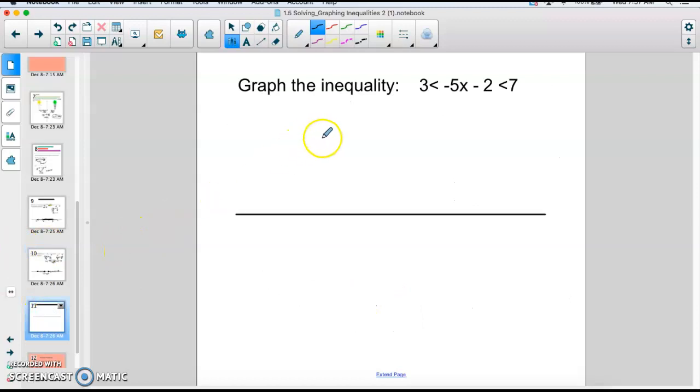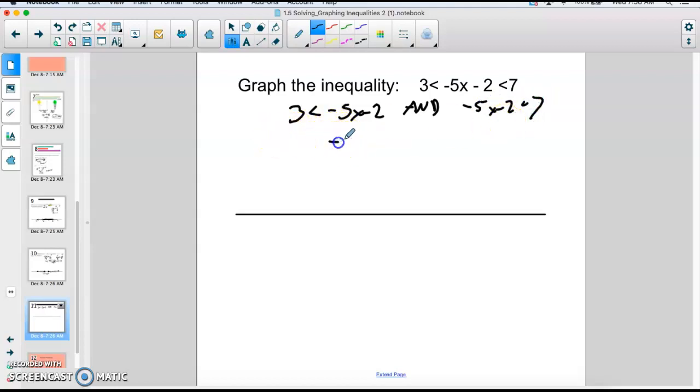Okay, this is our last one here, graph the inequality. Now we have two inequality symbols, right? Okay, and so what that means is that it's an and equation. So we have to do 3 is less than negative 5x minus 2, and negative 5x minus 2 has to be less than 7. Okay, so we got to solve each of these individually.